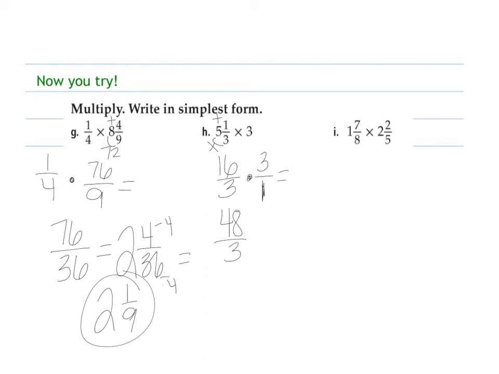I know that 15 or so, we just said 16 times 3 is 48. So 48 divided by 3 is 16.